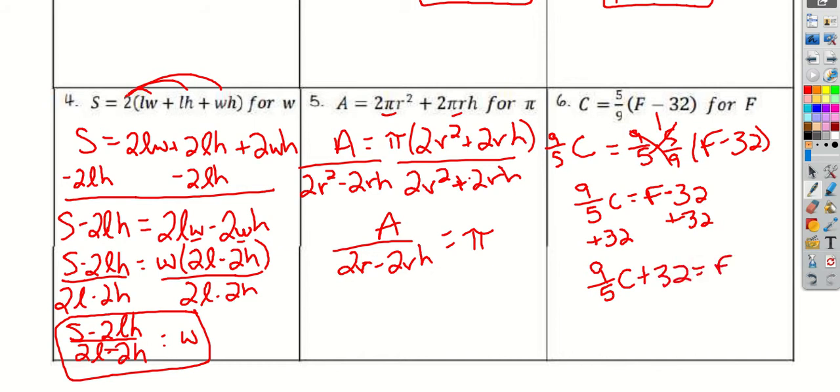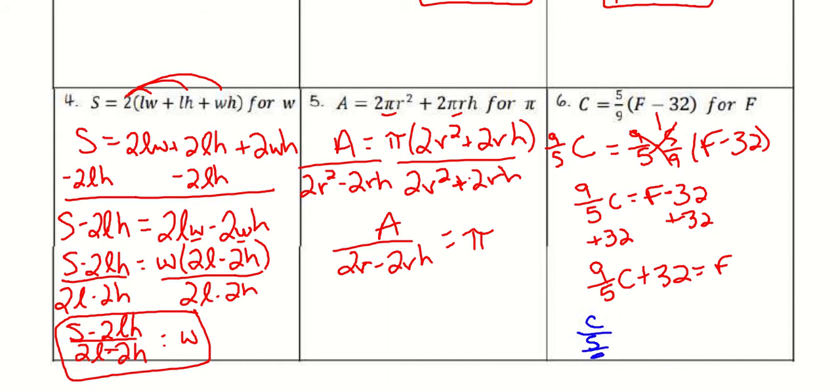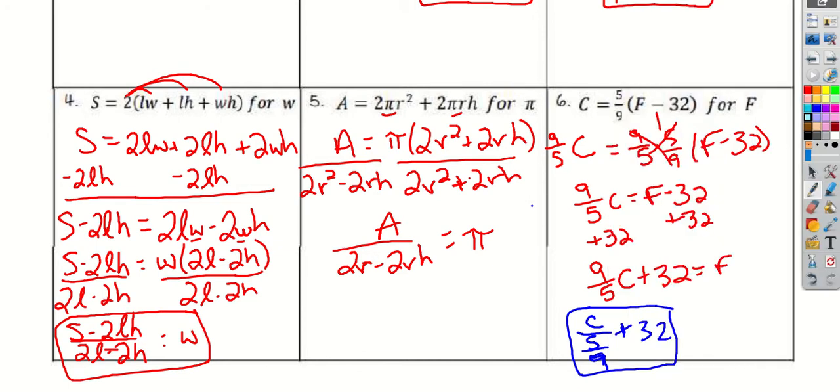Now the other option would have been to divide both sides by 5 over 9. So what I got, c divided by 5 over 9, right? And then I would eventually add the 32. So this whole thing, c divided by 5/9, and then plus 32, would be another way that I could write that. So if you divided first, that's kind of what it would look like.